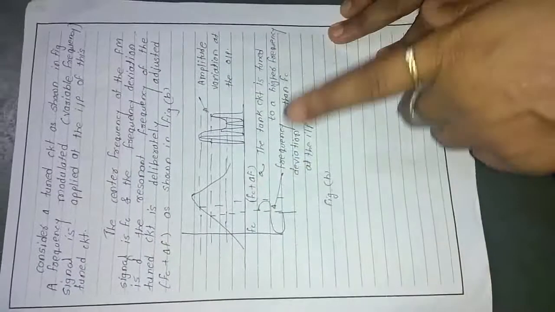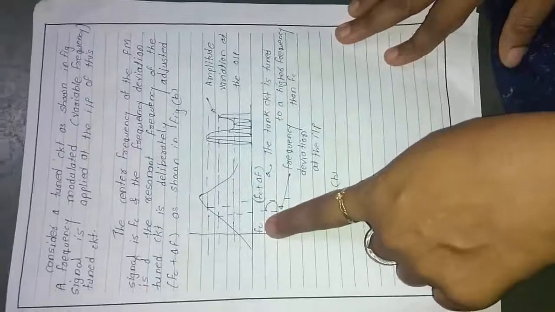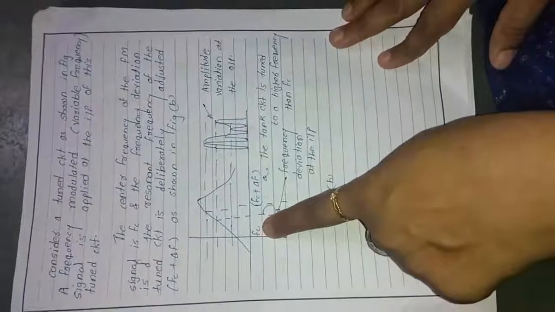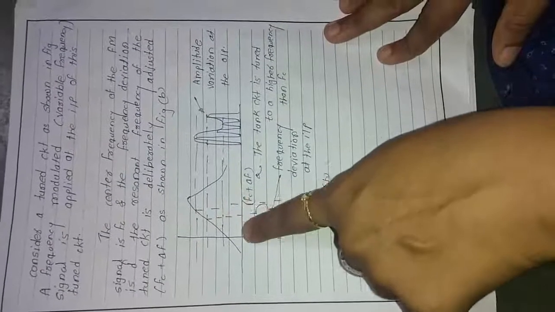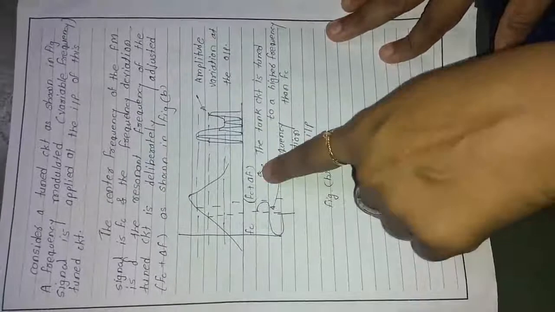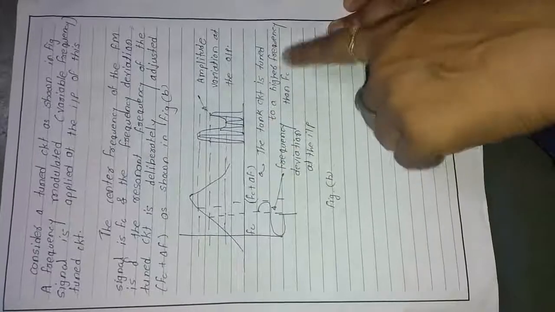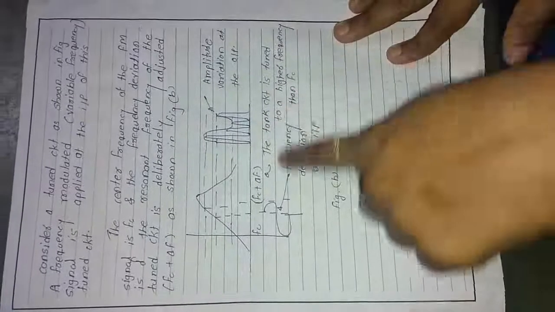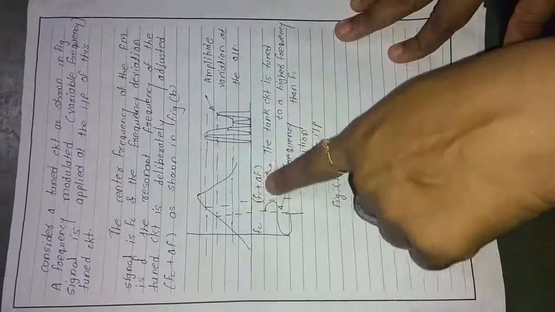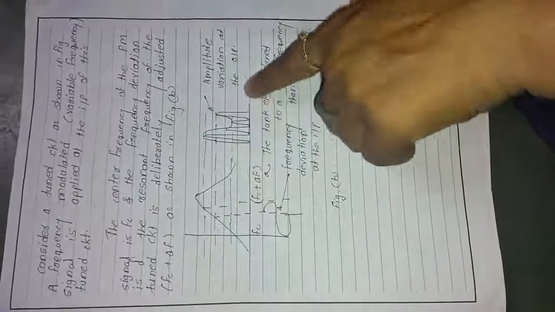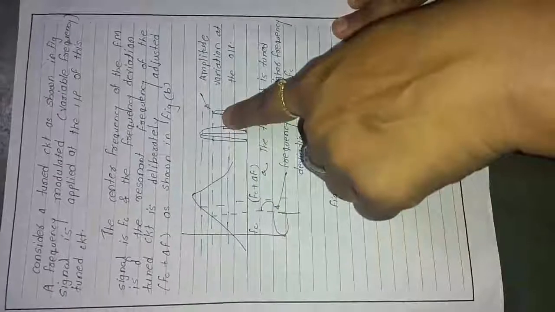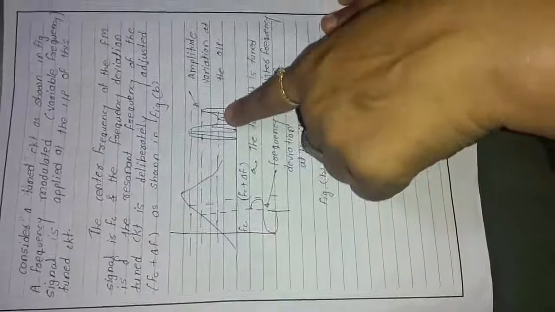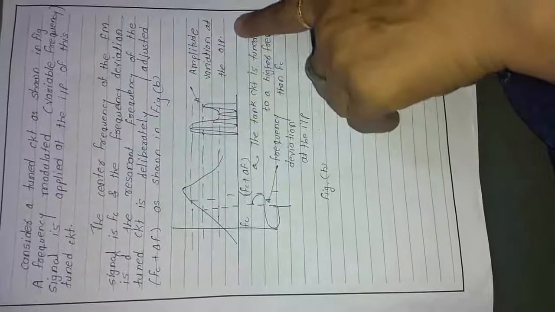And how does that frequency change? fc means center frequency. That frequency goes on changing, and some sort of peak period is represented as that change in delta f. That means the tank circuit is tuned to a higher frequency, that is fc, which is represented as fc plus delta f. Here I have shown the amplitude variation at the output, that means frequency is converted into amplitude modulation, then the amplitude modulation is converted into the demodulated signal.